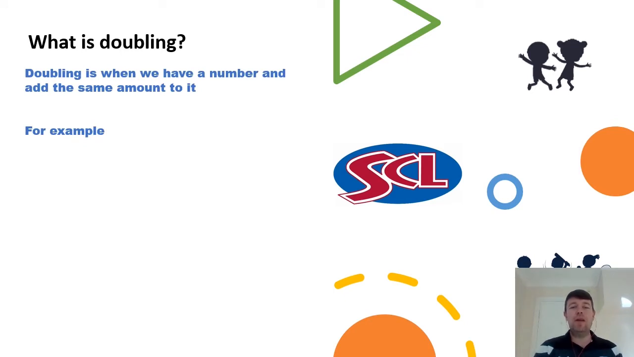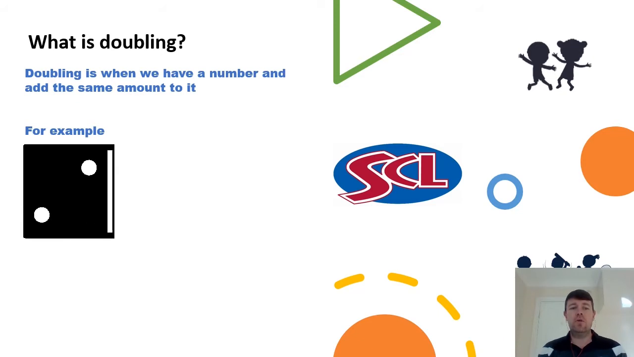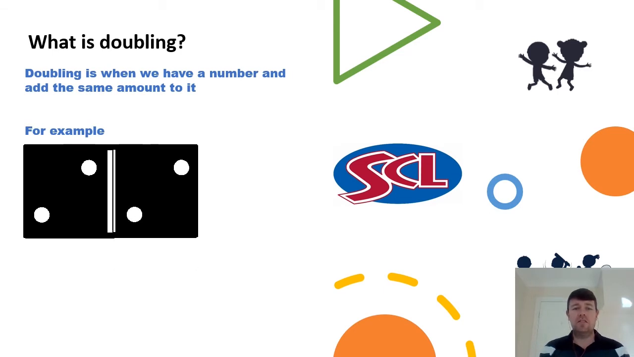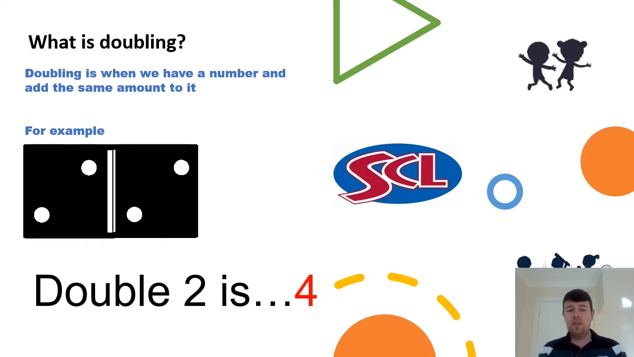Doubling is simply when we have a number and we add the same amount to it to give us a new total. So for example, if I had the number 2 and I wanted to double it, I would take the number 2, just like it's shown here, 2 dots, and I would add the same to it, just like that. So I started with 2, I've placed another 2 dots next to it, therefore I've doubled that number. So we say double 2 is 4.